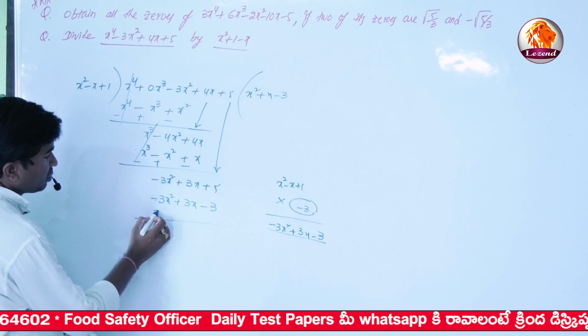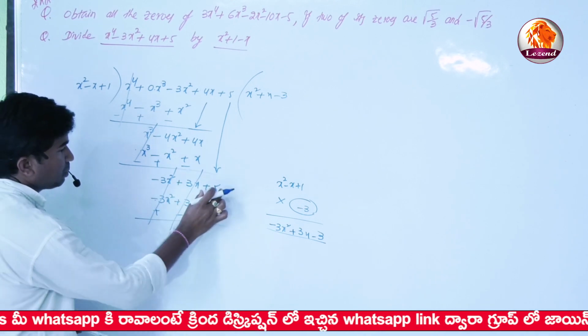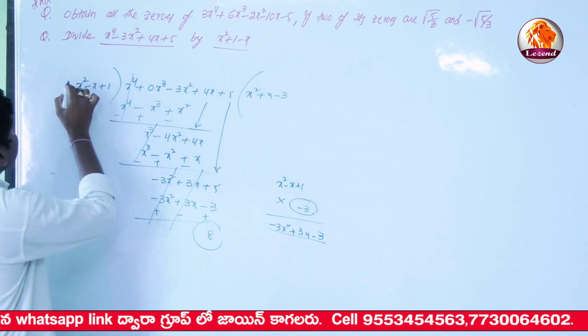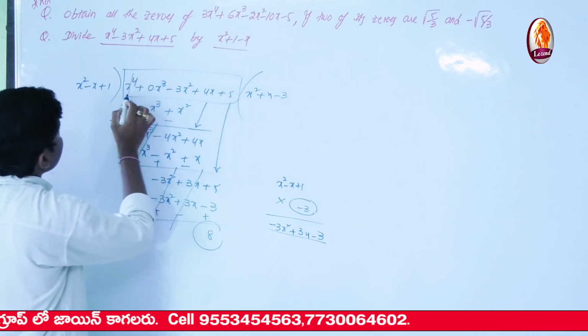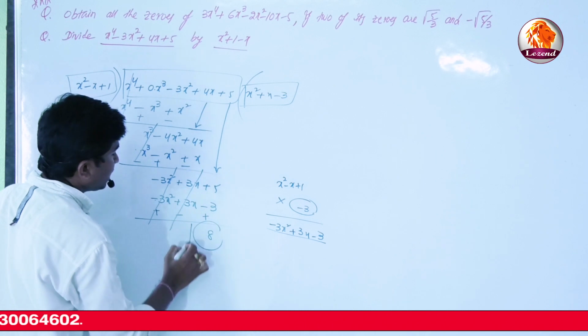Change the sign: minus becomes plus, plus becomes minus, minus becomes plus. Cancelled, cancelled, plus 5 plus 3 is 8. 8 is the remainder. So in this case, this is the dividend, this is the divisor, this is the quotient, this is the remainder.